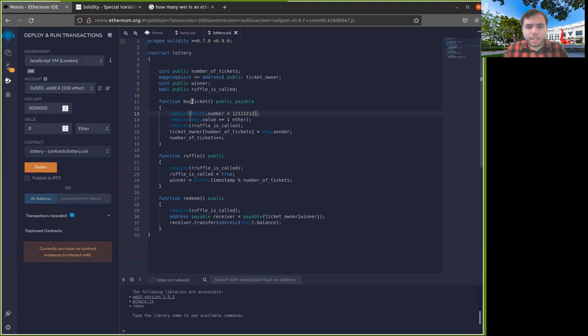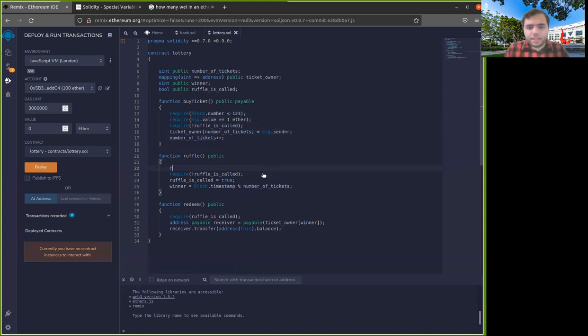So this means that I can buy tickets only before this block number. So let's say block number 1, 2, 3. And then here in the Ruffle, I could say require the block number to be more than 1, 2, 3, right? So this is another way of making sure the ordering is correct.